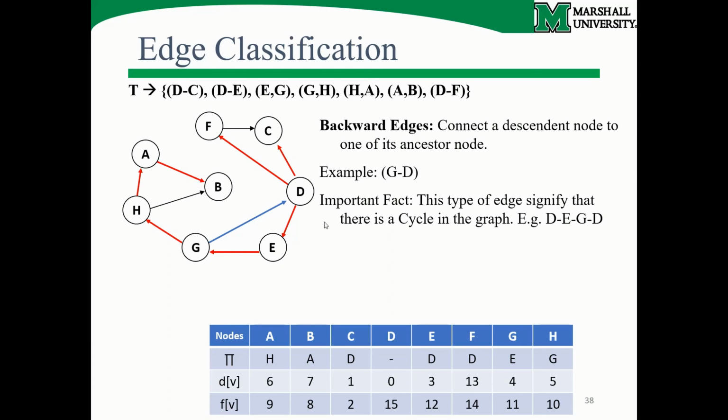Similarly, if an edge connects a descendant to its ancestor, that edge is called a backward edge. For example, in this graph, GD is a backward edge. An important fact about the backward edge is that this type of edge signifies that there is a cycle in the graph. If you take a look at the cycle D, E, G, D, because we found a backward edge, we can say there is a cycle.